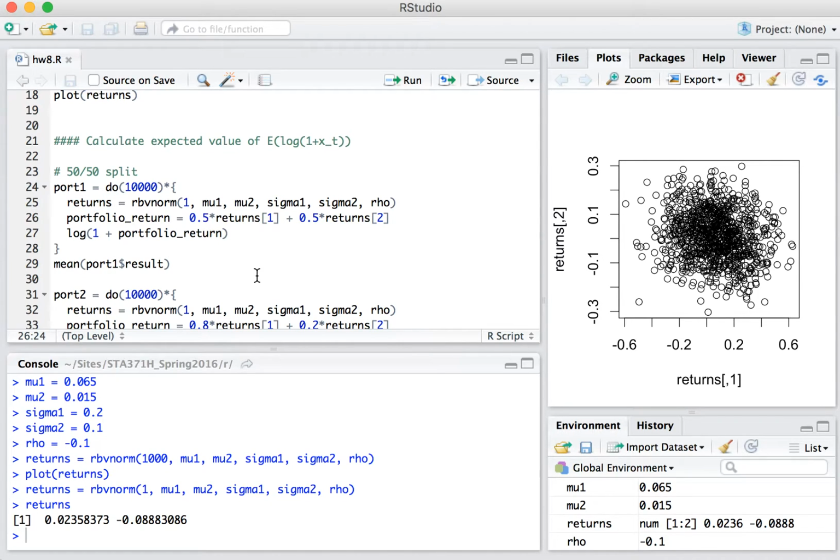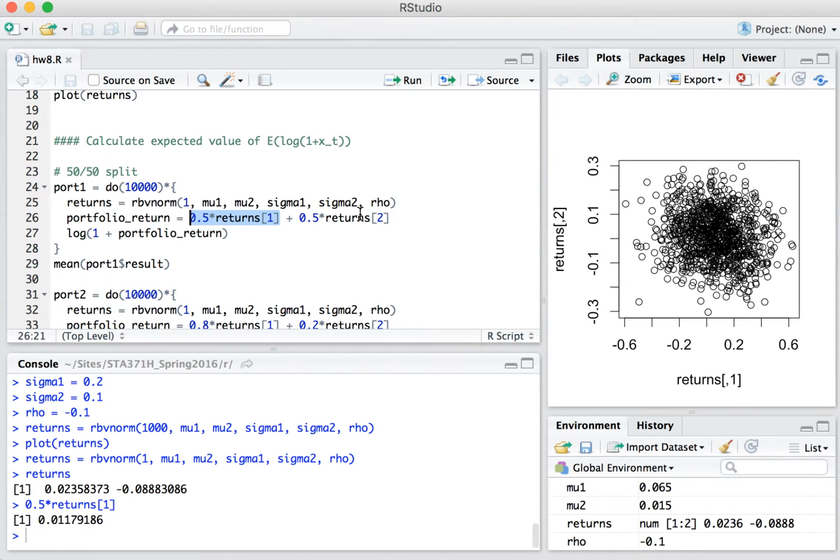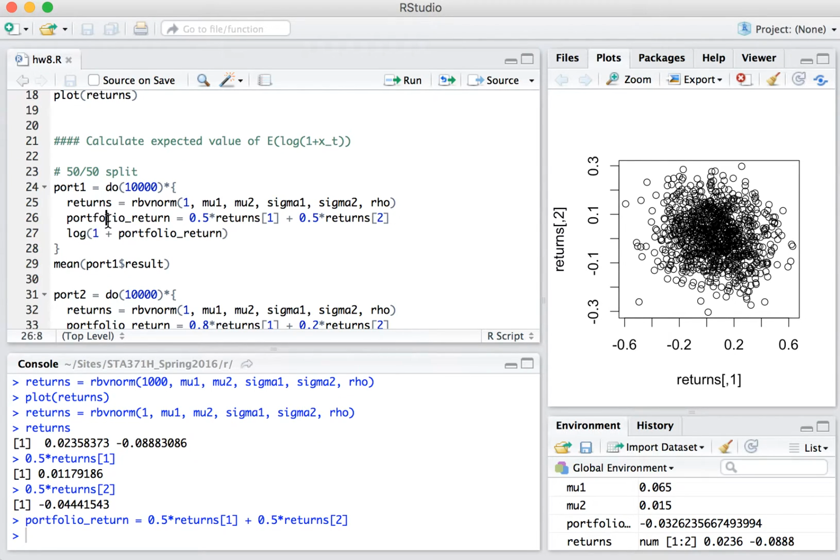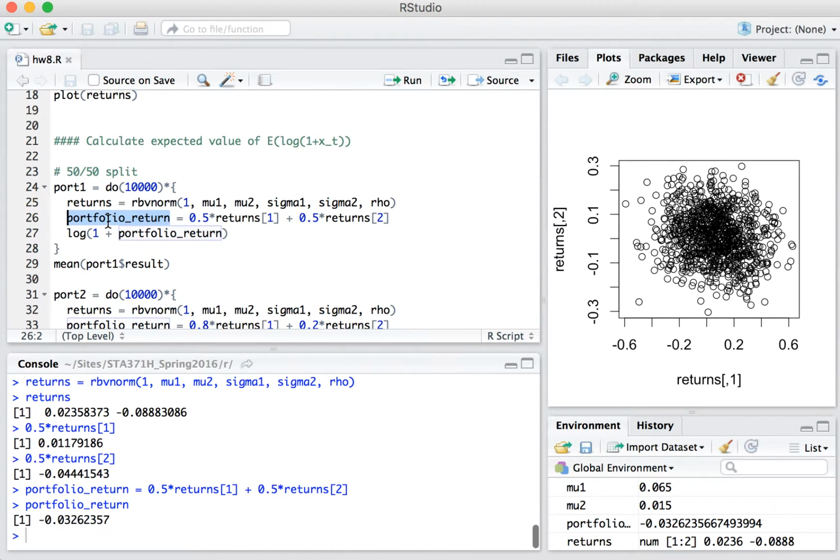All right, what about the portfolio return? Well, my portfolio return, if I have an equally weighted balance of holdings in each of those two assets, is just a 50-50 average of the returns in stocks right here and the returns in bonds right here. Okay, so my composite portfolio return, equally weighted in both sets of assets, is minus 3.2%. And so now what I want to return from the do loop is the log of the portfolio return, because this is the thing whose expected value we want.